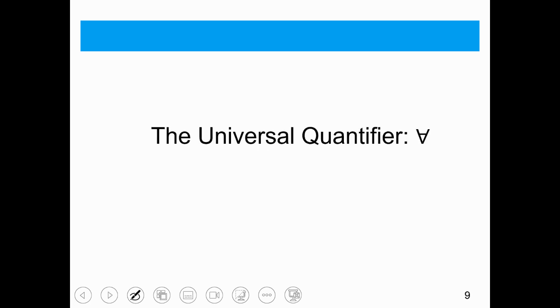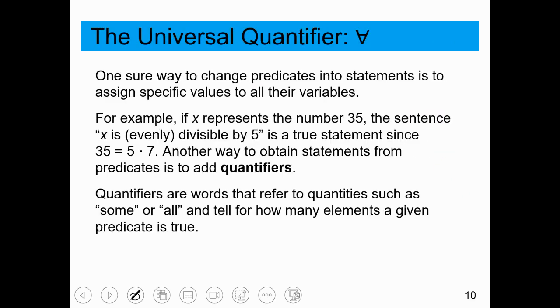Okay, let's talk about the universal quantifier. It looks like an upside down capital letter A. One sure way to change predicates into statements is to assign specific values to all of their variables. For example, if x represents the number 35, the sentence x is evenly divisible by 5 is a true statement, since 35 is equal to 5 times 7.